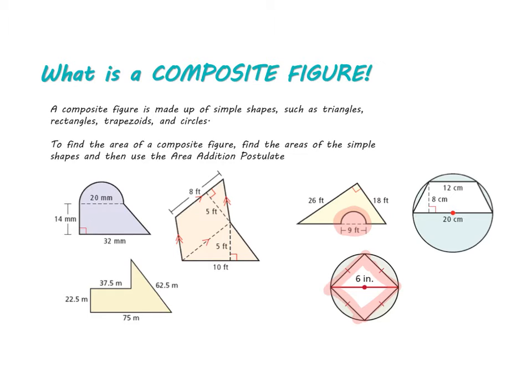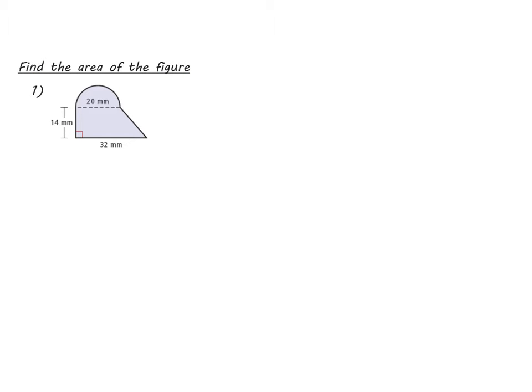So here we go. On this first one, I see a couple different figures. Up top, let's fix that. There we go. Up top, I've got this semicircle. I know that the area of a circle is pi r squared, but since it's a semicircle, which means half of a circle, let's take that area and divide it by 2.